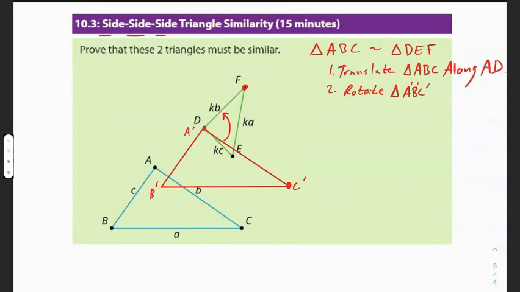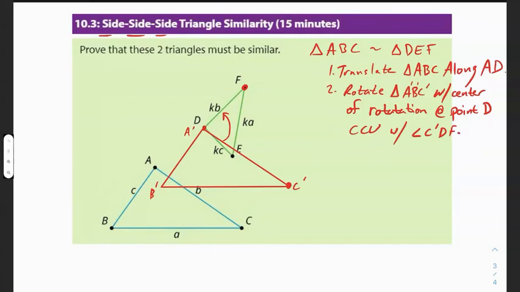Let's see, so rotate A prime, B prime, C prime with the center of rotation, if I can spell rotation, there we go, at point D. Is that clockwise or counterclockwise? We're going to go counterclockwise, right, against the motion of a clock. So counterclockwise with the angle C prime D F.